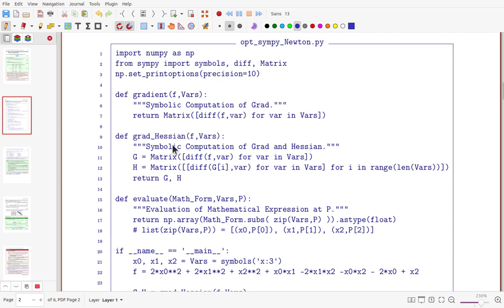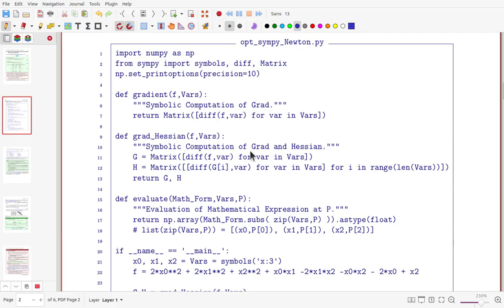Now, this second function is trying to get the gradient and Hessian simultaneously. First, we save the gradient into G, and for G, we take a derivative for each component, one more derivative, so it becomes the Hessian. So this function returns the gradient and Hessian simultaneously.